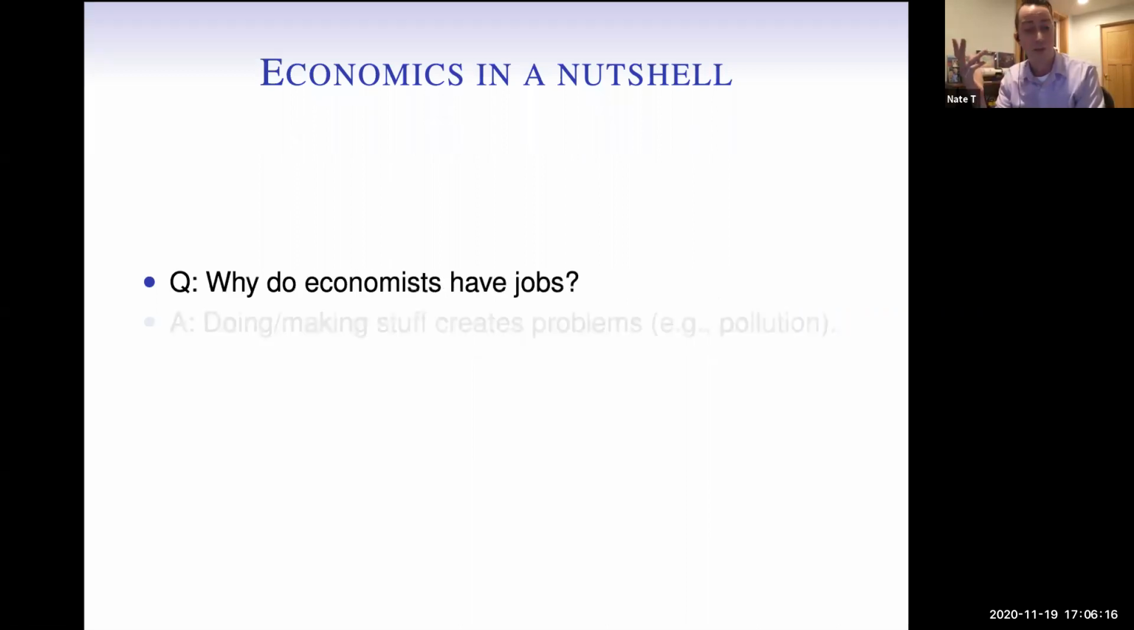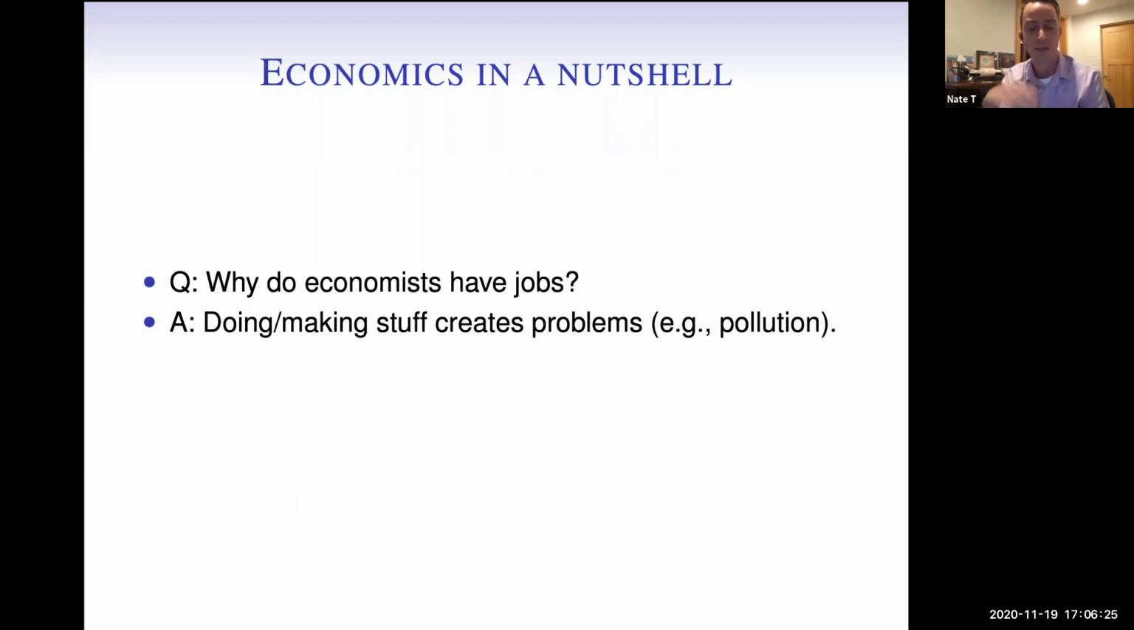And then my second question usually is, why do economists have jobs? So we have this market. Should a market solve all our problems? And the fact is they don't. There are market failures. One of the big ones we're very aware of at the moment is that if you're making stuff, it creates problems such as emitting pollution and causing global warming. So how do you come up with a mechanism or a policy to address this issue of too much pollution or greenhouse gas emissions for the global economy?